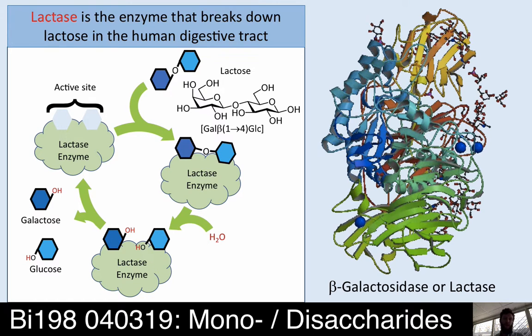So we're just going to talk about lactate and lactic acid, which is what builds up. It's a metabolic byproduct of your cells. Lactose is this disaccharide, and lactase is the enzyme that breaks it down.